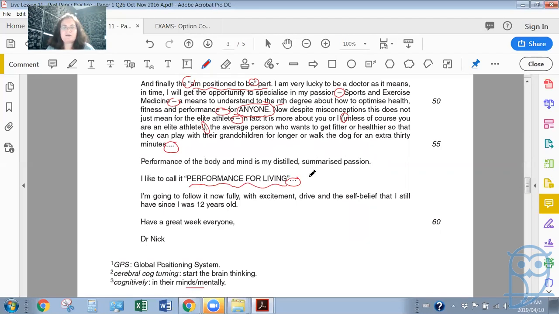Why there are 4 dots here instead of 3 dots, because an ellipsis is always 3 dots, is because that final dot shows that he's come to the end of the sentence. All right, so 4 dots means an end of sentence. 3 dots is a continued sentence, a continued train of thought. I'm going to follow it now fully, with excitement, drive, and the self-belief.